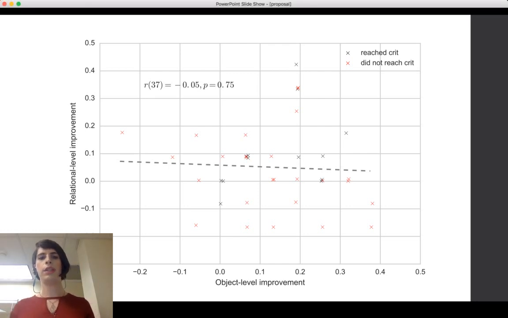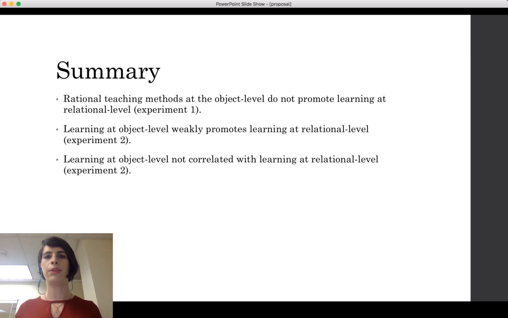So here's a summary of the 2 experiments that have been run that I do have data for. It seems that learning at the object level does not promote learning at the relational level when we use somewhat common relational learning methods. However, when we separate subjects out according to our criterion, we do see weak improvement. However, that improvement does not result in the improvement at the object level actually being able to predict the improvement at the relational level. It's simply that the final score for the group that reached criterion is higher than the final score for the baseline group.